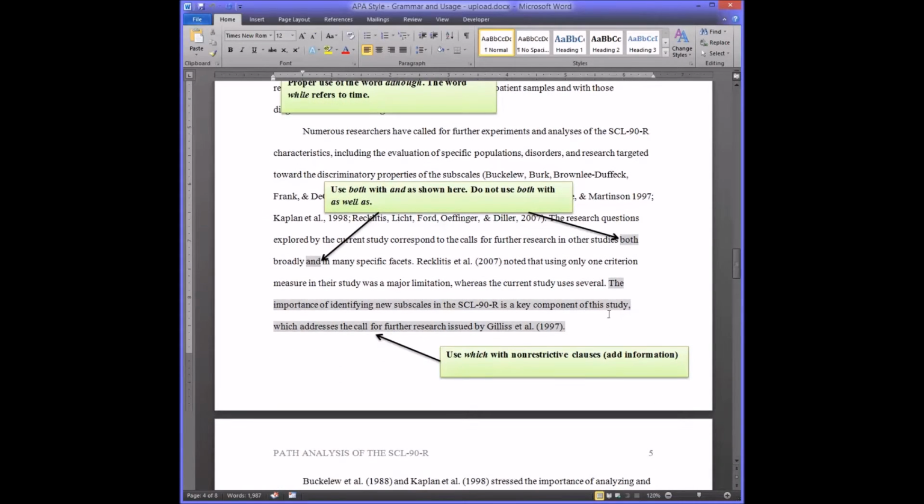So moving down a bit, we're taking a look at the word both with and. So we have calls for further research and other studies, both broadly and in many specific facets. Do not use both with as well as, because that is redundant.